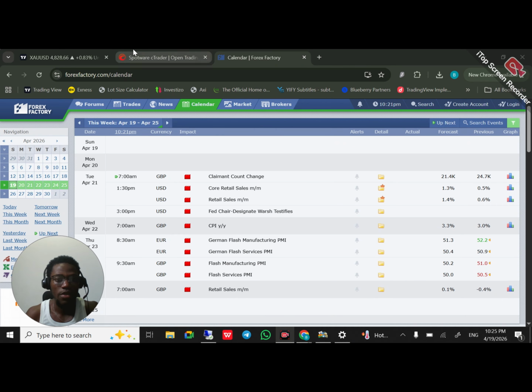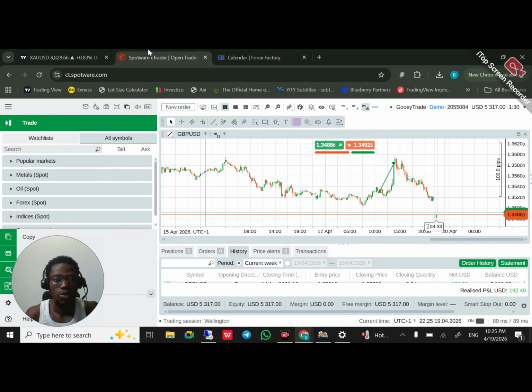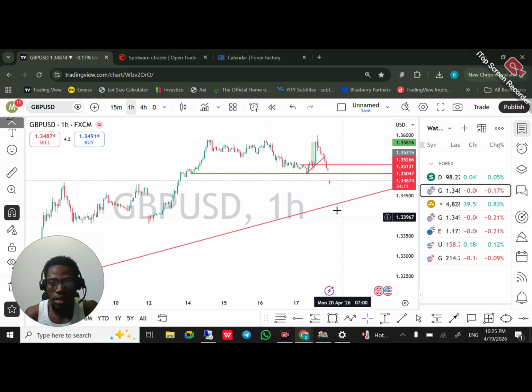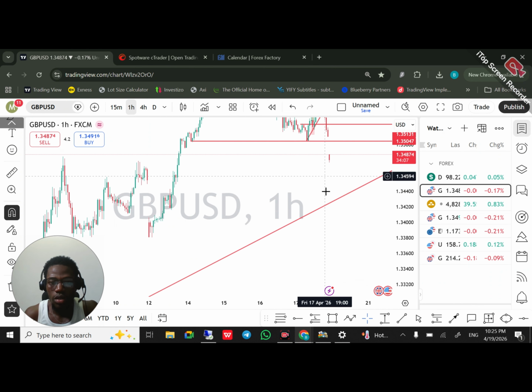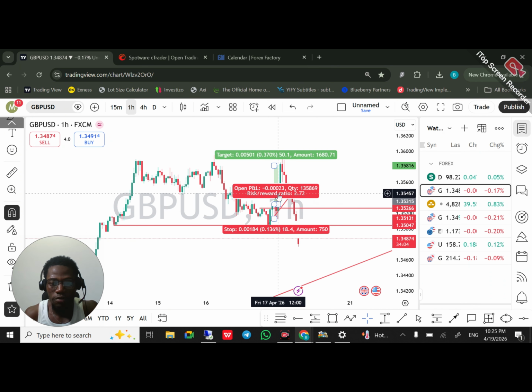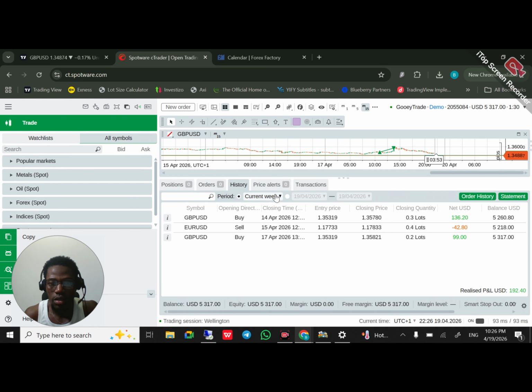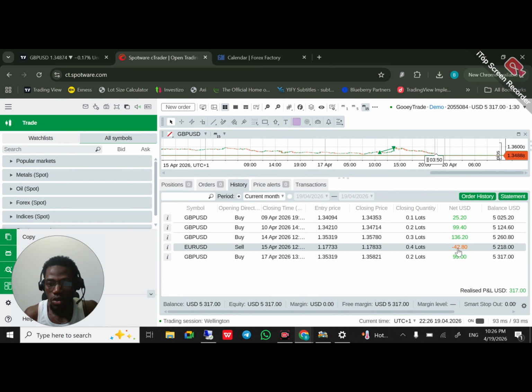First, we're starting this video with my current prop account, which is up overall over 6%, right? And this was the last trade we took on Friday, on GBP USD. That's it right here. We caught 50 pips on GBP USD, which got our account up to 6%. So far, these are all the trades we've taken.